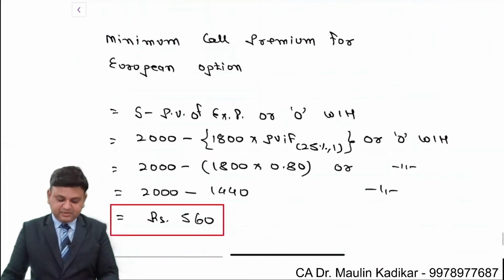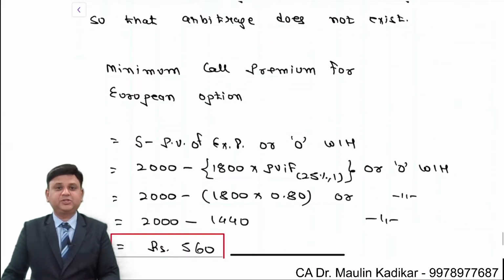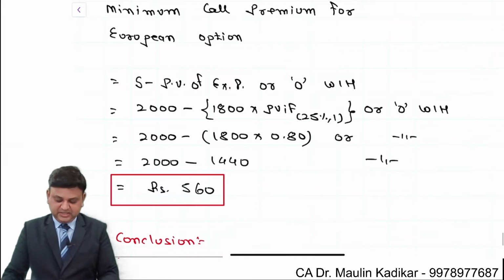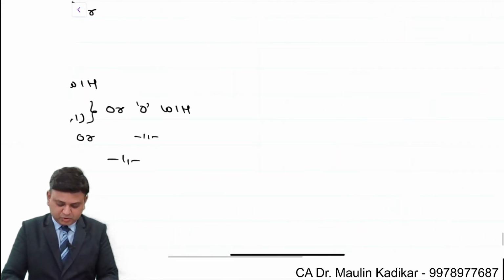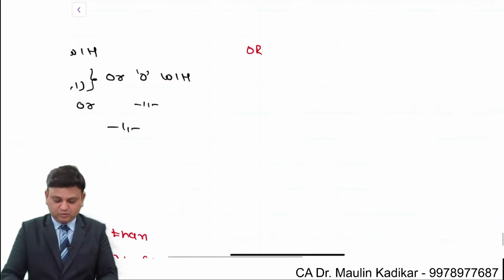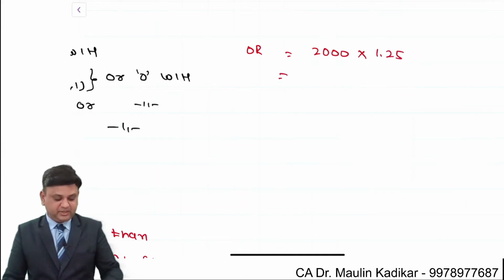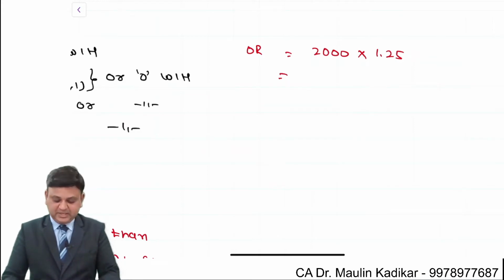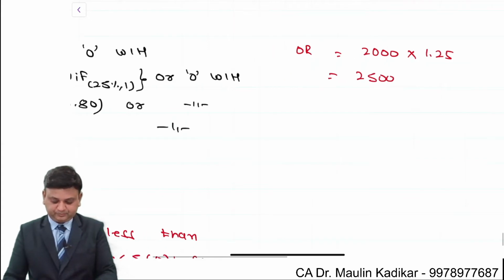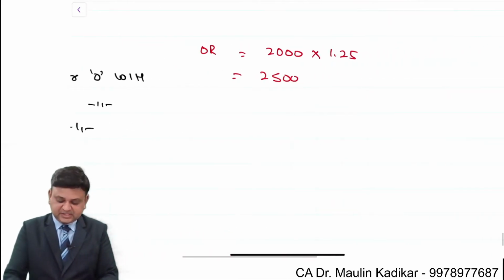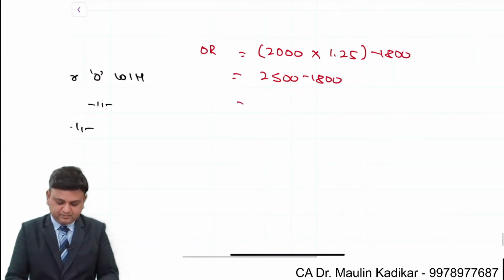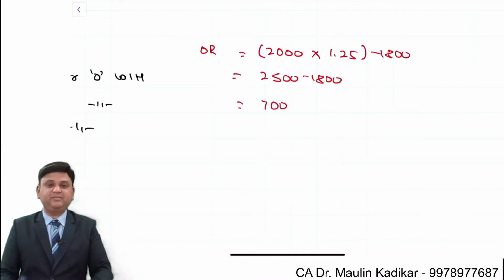Friends, over here in step number 1, when we made the computation of the minimum premium to be charged, this answer can be done in an alternative method also. If at all you want to do, it is 2000 is the spot price into 1.25, that is compounded by 1 year. So 2000 into 1.25, that comes to 2500 minus exercise price 1800. So 700 is the minimum premium.